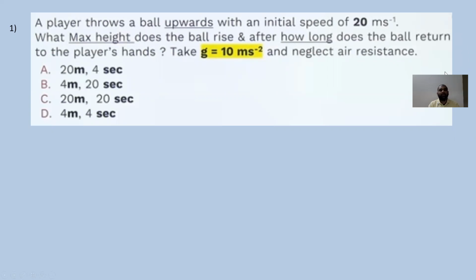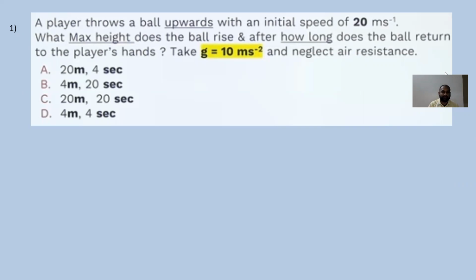A player throws a ball upwards with an initial speed of 20 meters per second. What maximum height does the ball rise to, and after how long does the ball return to the player's hands? Take g equal to 10 meters per second squared and neglect air resistance. You can also do it with me. If you are getting the answer, please comment the answer.